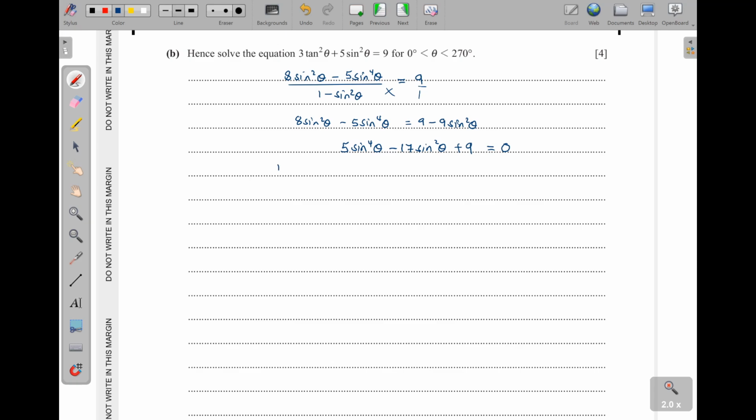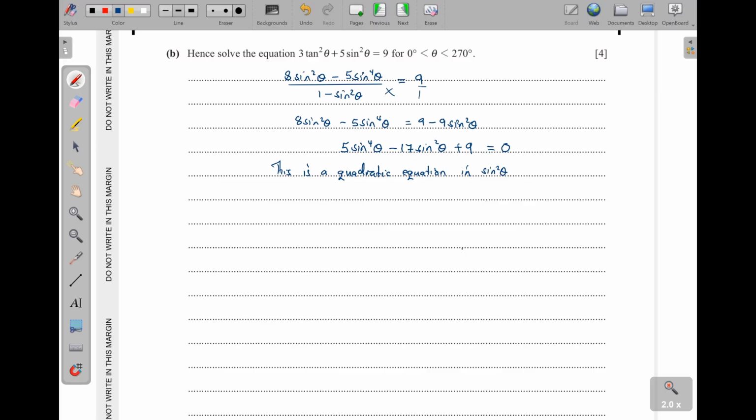This is a quadratic equation in sine squared theta. Okay, so this is 5 times 9. What do you get? 45. Two numbers which I can multiply to give me 45, but when I add them, they give me negative 17. What will they be? Are they there? They are not there.